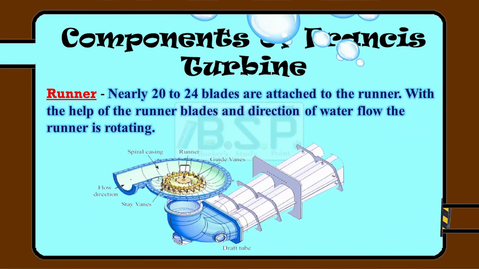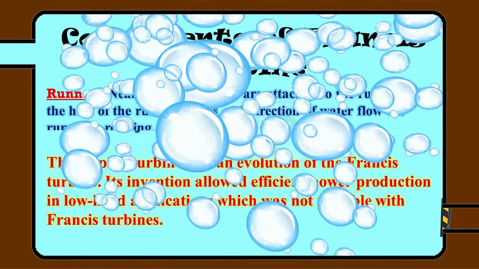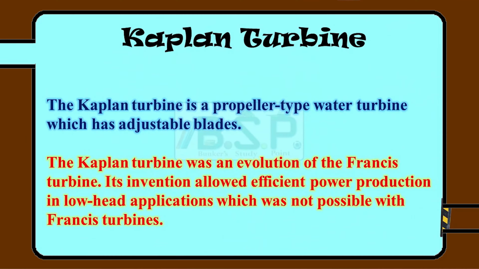The next component is runner. Nearly 20 to 24 blades are attached to the runner. When the water strikes these blades, they move in a particular direction, which in turn helps in generating the power. Next, we'll study about Kaplan turbine.